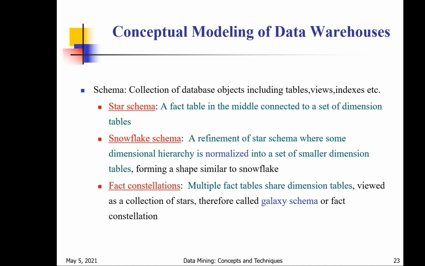First, star schema: a fact table in the middle connected to a set of dimension tables. The name star came because the schema looks like a star. The fact table is surrounded by a number of dimension tables, so one fact table and a number of dimension tables. That's why it is called a star schema. It looks like a star.